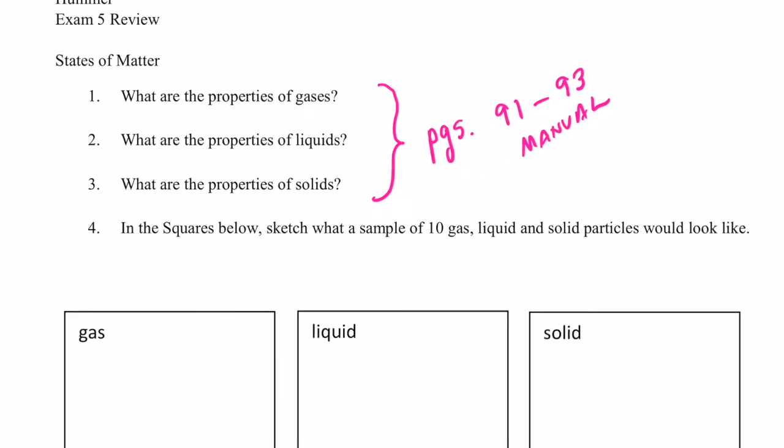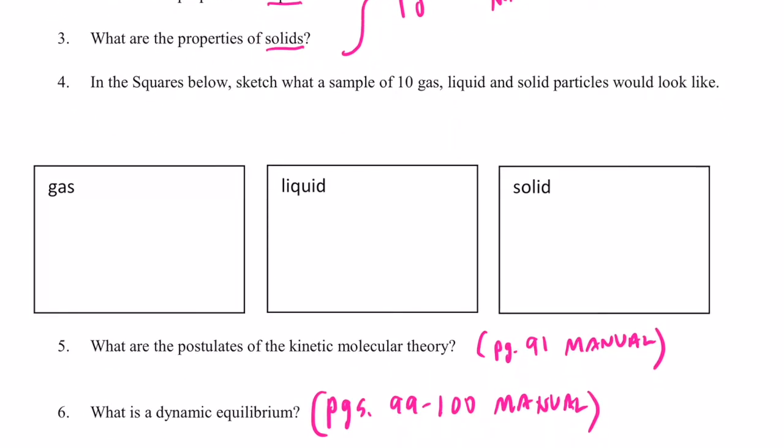Now, for some of these things, I'm just going to refer you to page numbers in your manual. So, for instance, you should know properties of gases, properties of liquids, and properties of solids. Review those before the test. Now, those are on pages 91 through 93 of your manual. Okay? Should also be able to do simple things like this.